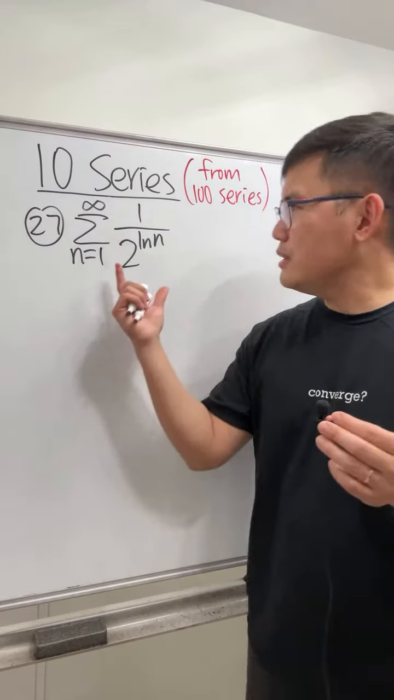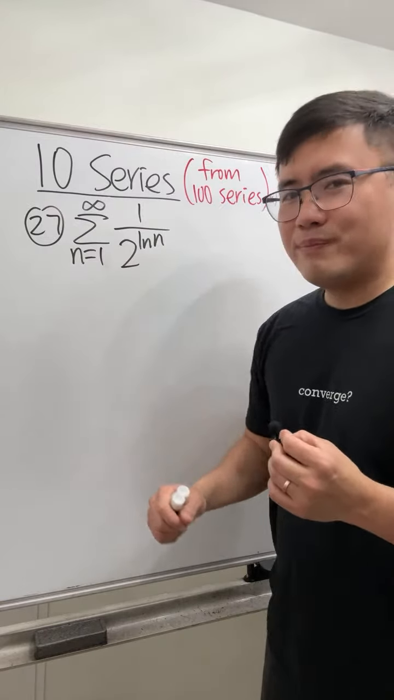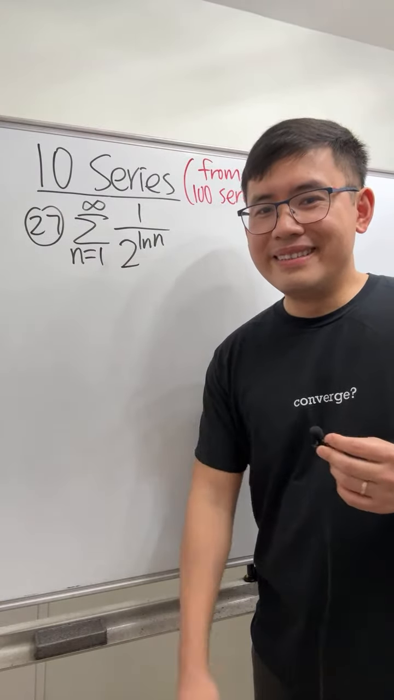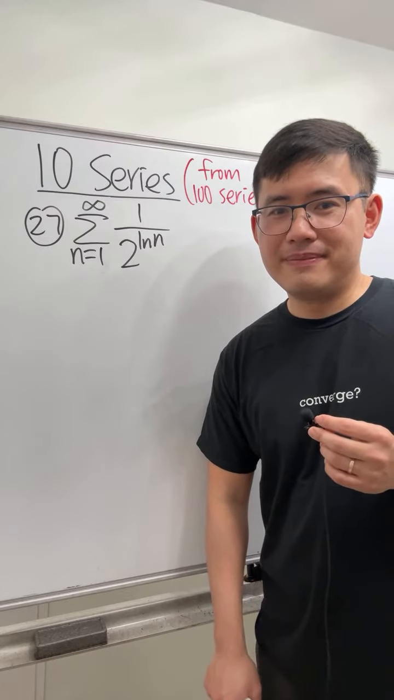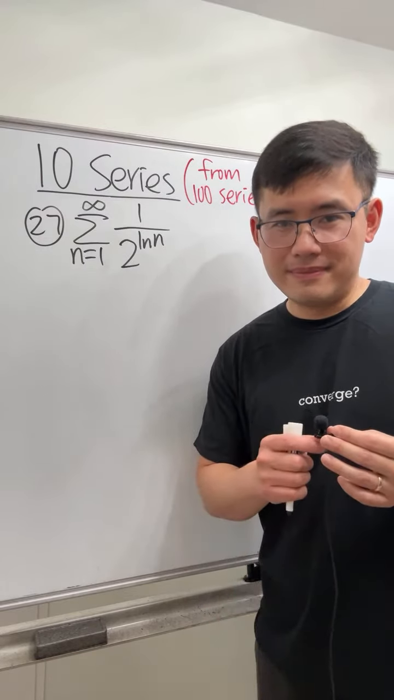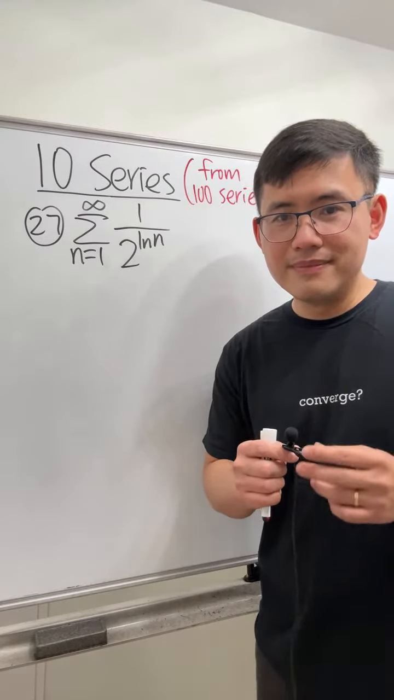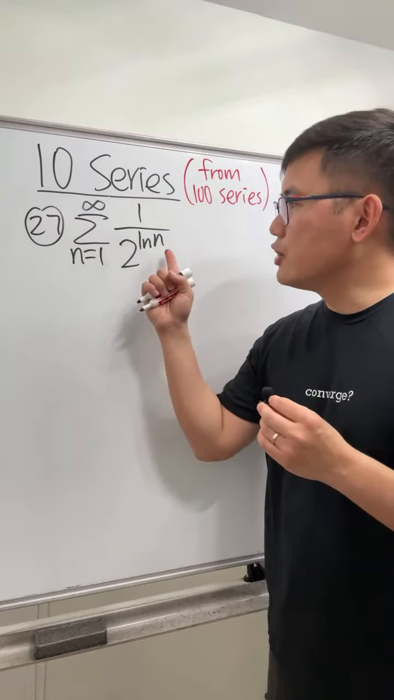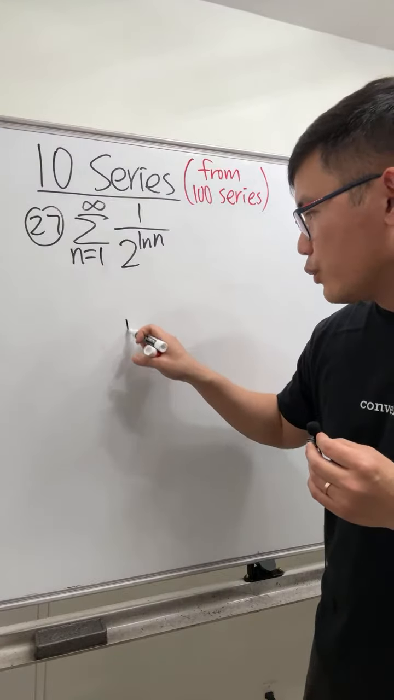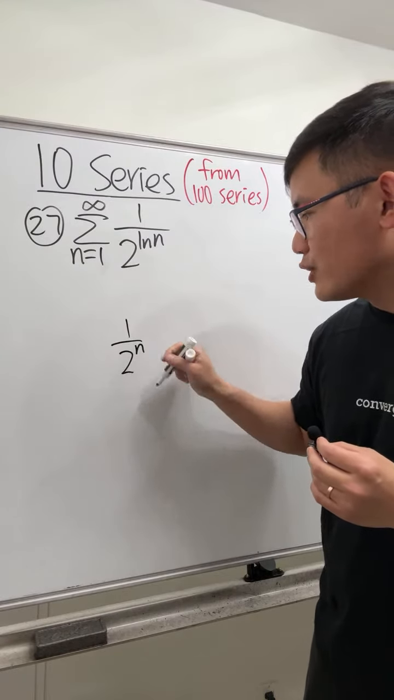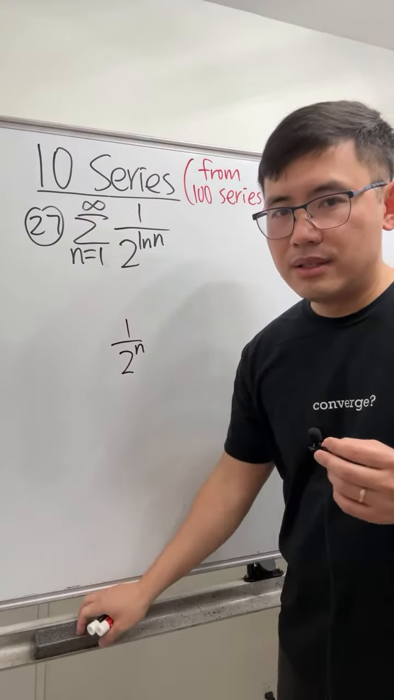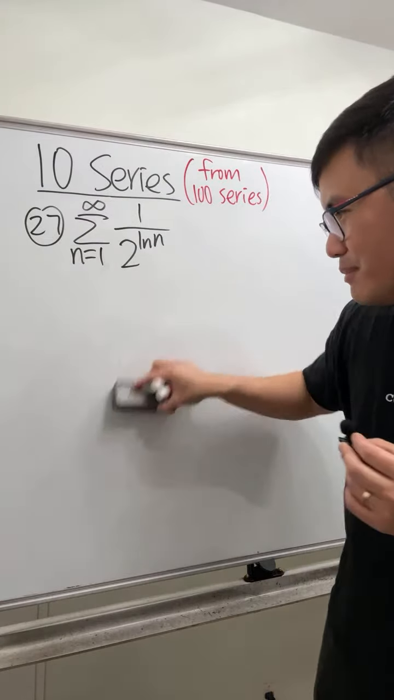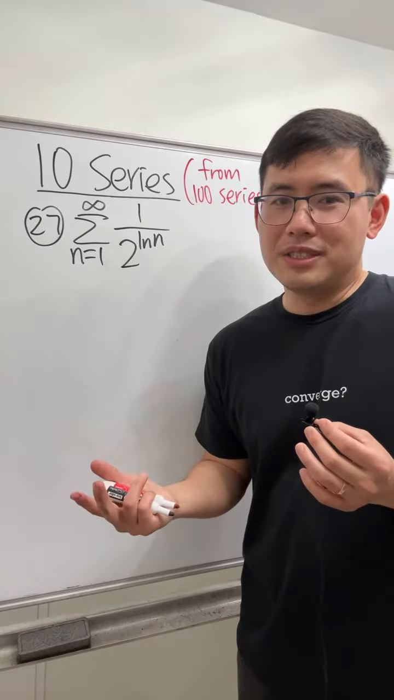What do you mean P series? I don't see any power for P. Be careful, this is not geometric. Geometric is only when we have 1 over 2 raised to just n, but this is ln n. So what do you guys mean by P series? Now, how do we know it's a P series?